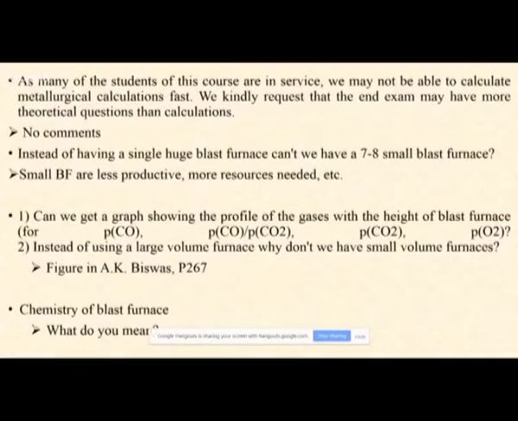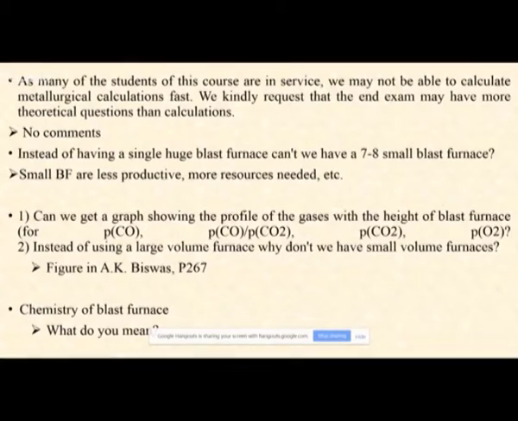Coming to the questions from this live session. The second one: instead of having a single huge blast furnace, can't we have seven or eight small blast furnaces? One of my students said it is like cooking in eight small pans versus cooking in one big pot. According to her, lots of energy would be wasted.